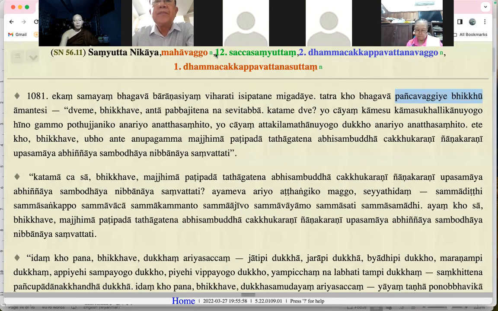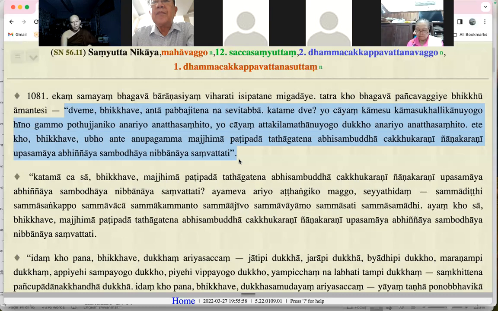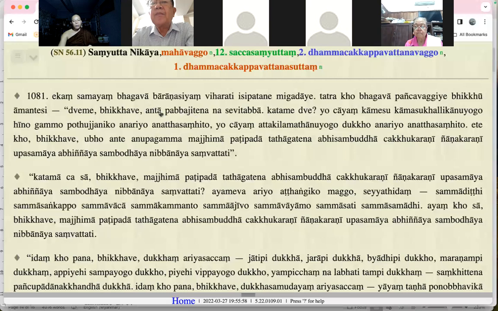And then the information of that sentence is here, with the quotation. Dve me bhikkhave antā pabbajitena na sevitabbā. No stop yet. A very long sentence to the end of that paragraph. So two things should not be followed by the wanderer, the ascetic, or one who went forth, pabbajita literally. Based on that word, in this sentence also we are not talking about the pabbajita, not talking about the na sevitabbā. Dve me bhikkhave, that is the theme or topic of that sentence.